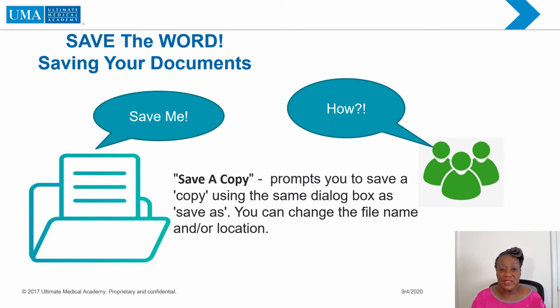If you're working in a cloud format on your OneDrive, you will have the option to save a copy. Save a Copy prompts you to save a copy of the document. It'll give you a dialog box again. You can change the name of the file and the location.